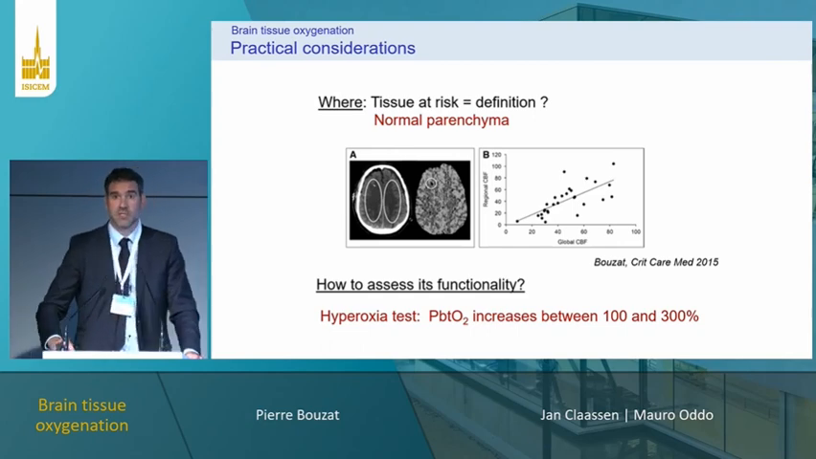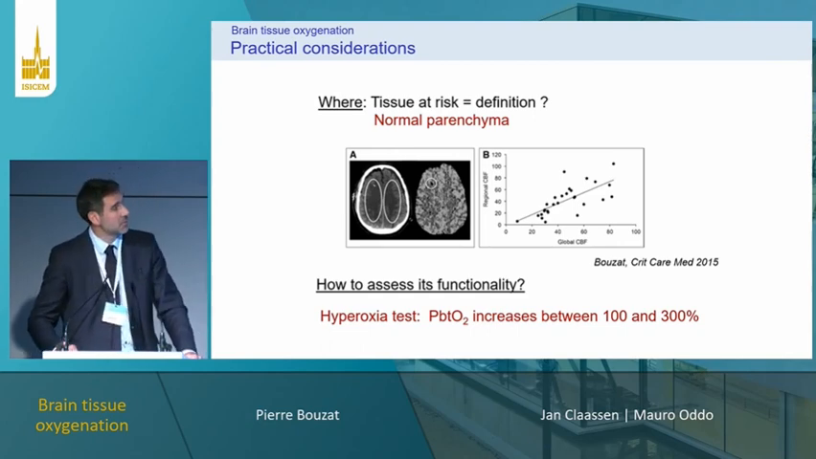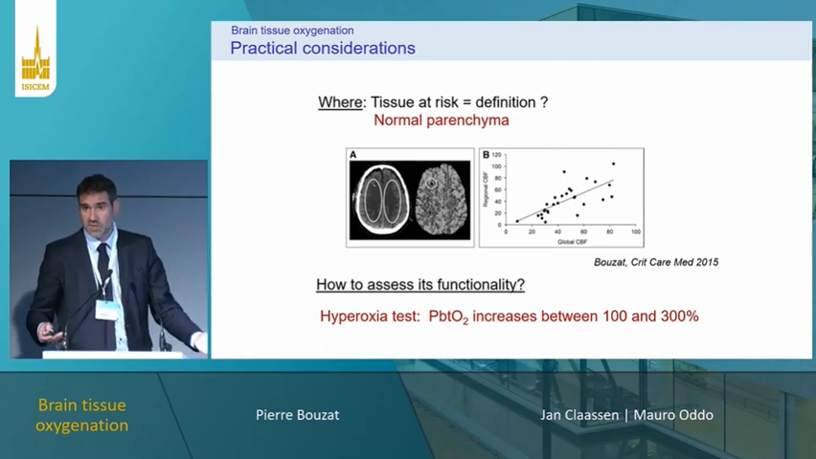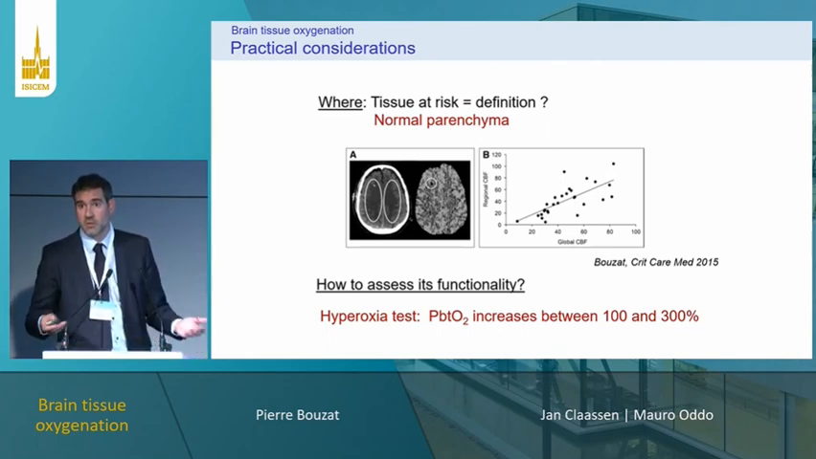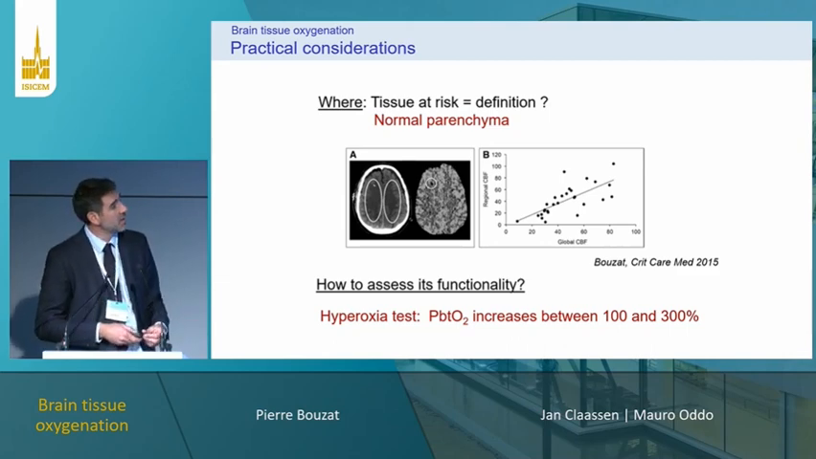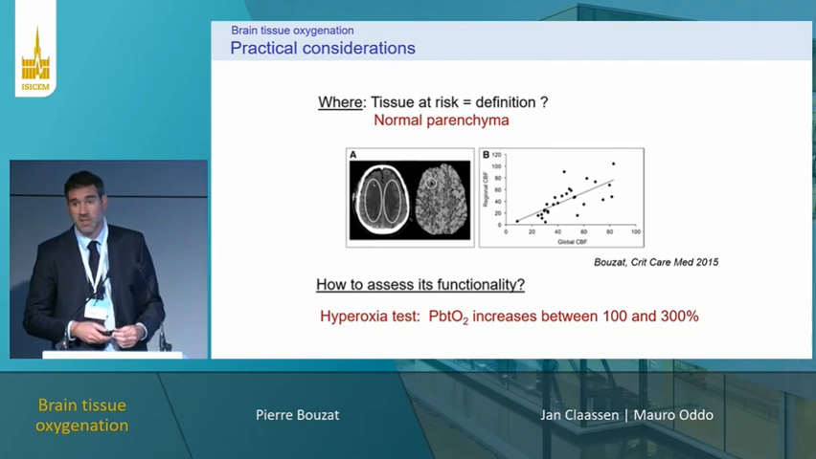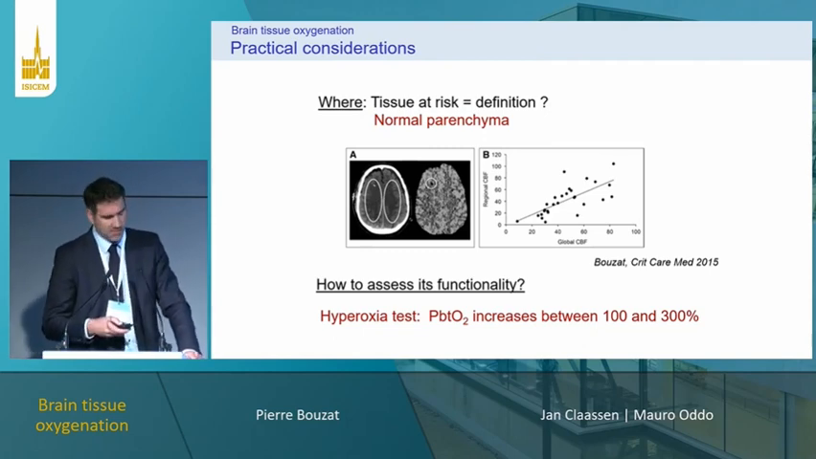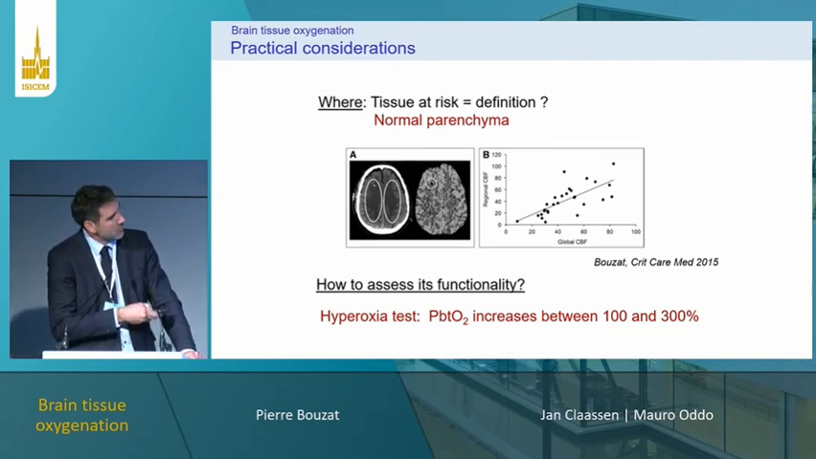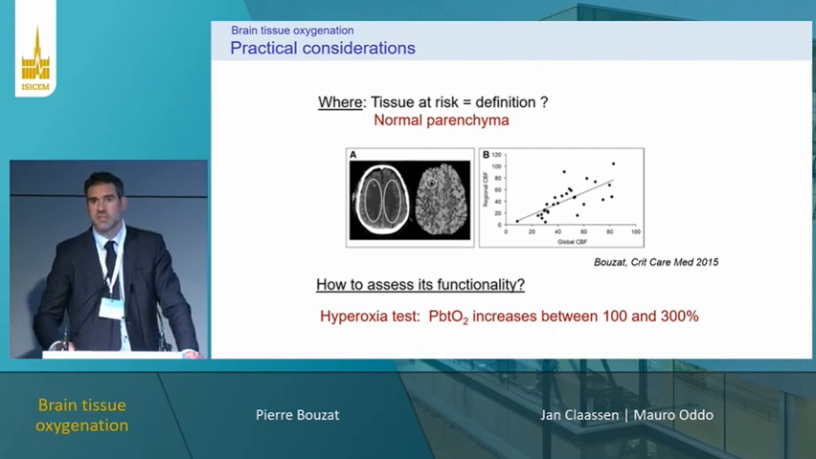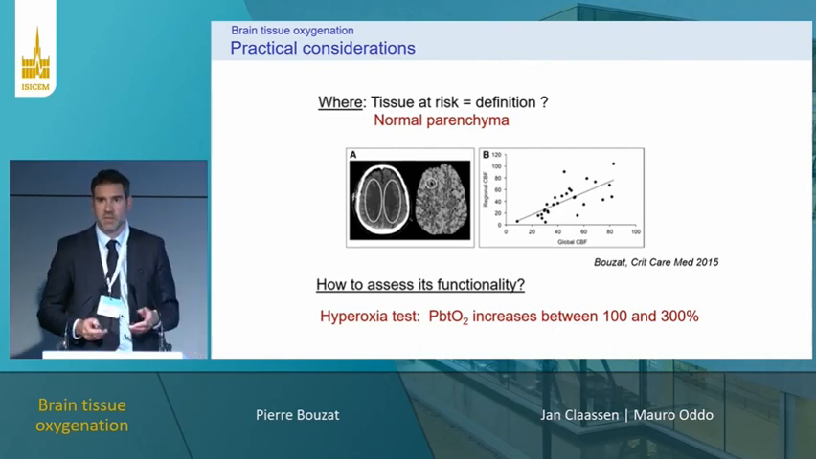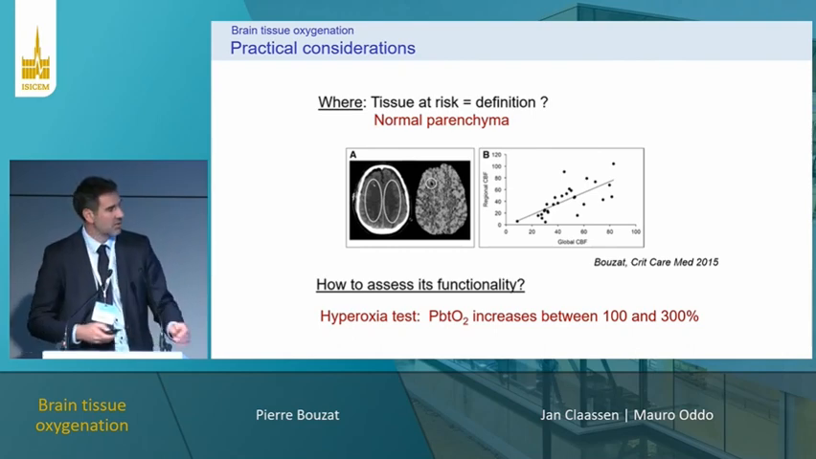Regarding practical considerations, where to insert the monitor? Ideally, you should insert it in the tissue at risk, but nobody knows where the tissue at risk is. So what we are doing is putting the sensor in the normal parenchyma, in the right frontal lobe. And doing this, what we can say is that the variation in regional CBF is well correlated to the variation in global CBF. So you have a clear relationship between what you manipulate at the regional level and what you manipulate at the global level.